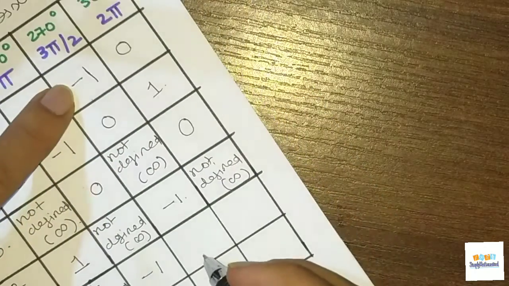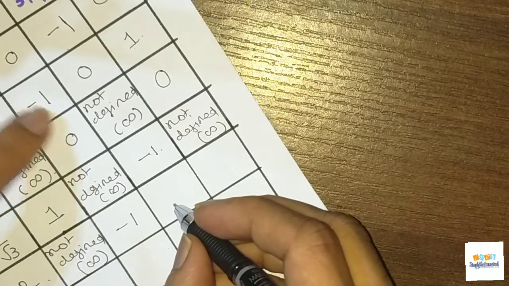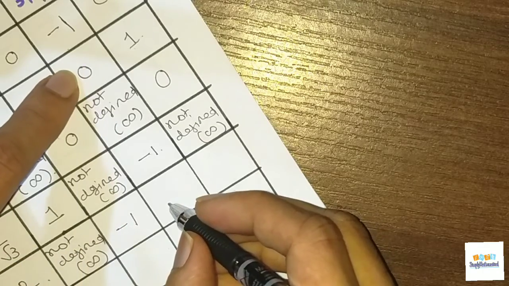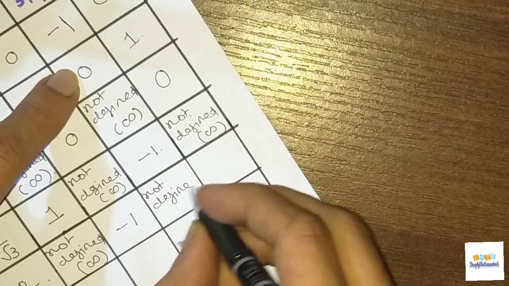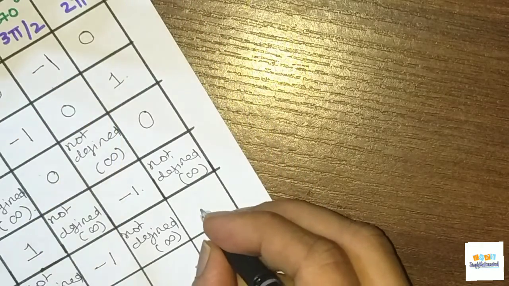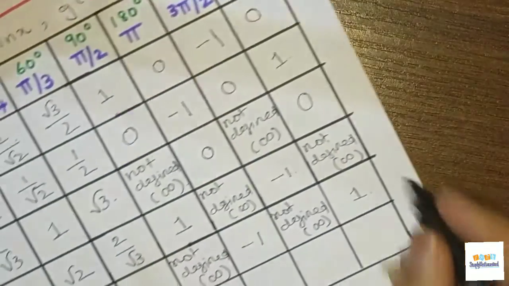Okay, then reciprocal of this value, that is minus 1. Then reciprocal of this value 0, that will be not defined again. Okay, and that is infinity. Then again reciprocal of this value, that will be sec of 360, which is 1.